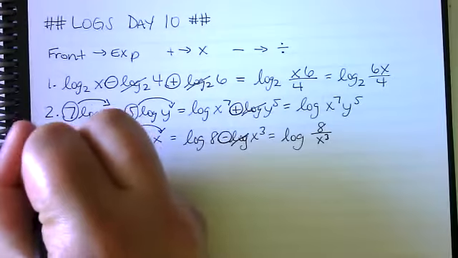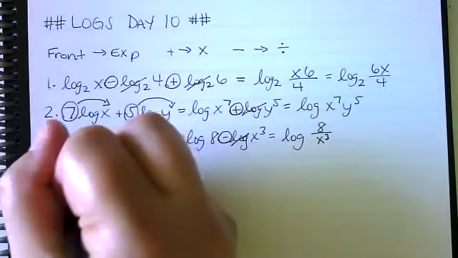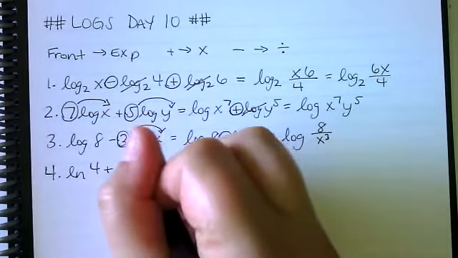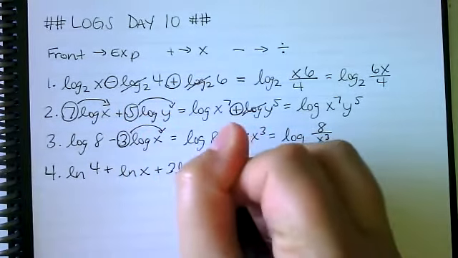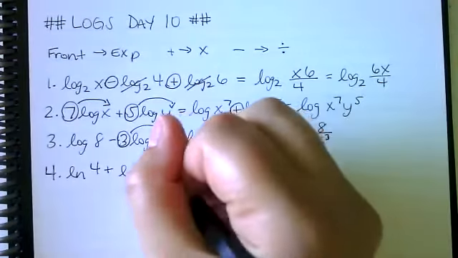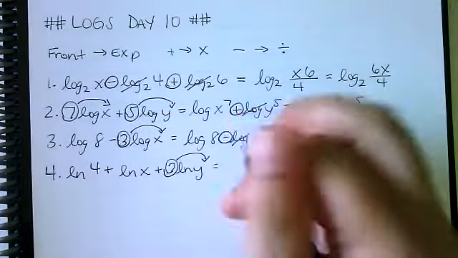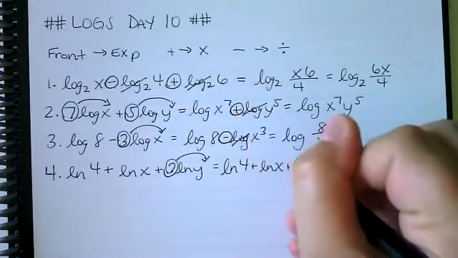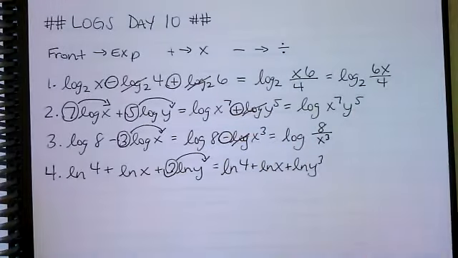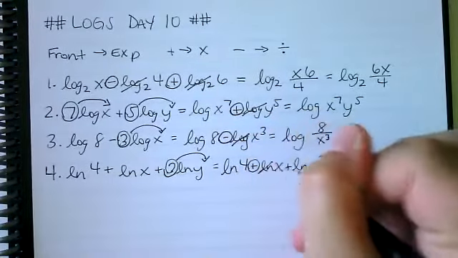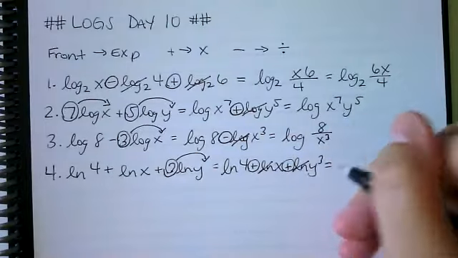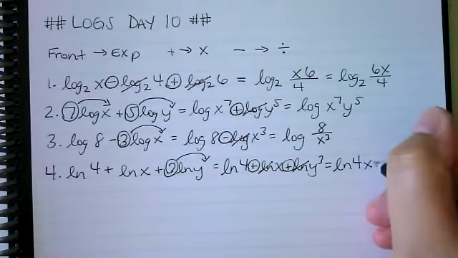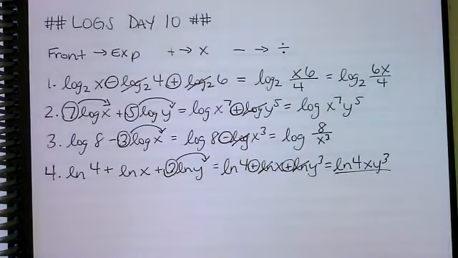And our last one for this video for the week is natural log of 4 plus natural log of x plus 3 times the natural log of y. Okay, so I have an exponent here, move it onto the y. So I've got natural log of 4 plus natural log of x plus natural log of y cubed. Now I'm going to do my operations. So addition and addition here. So those are both going to turn into multiplication. So I have the natural log of 4 times x times y cubed. And there's my final answer.